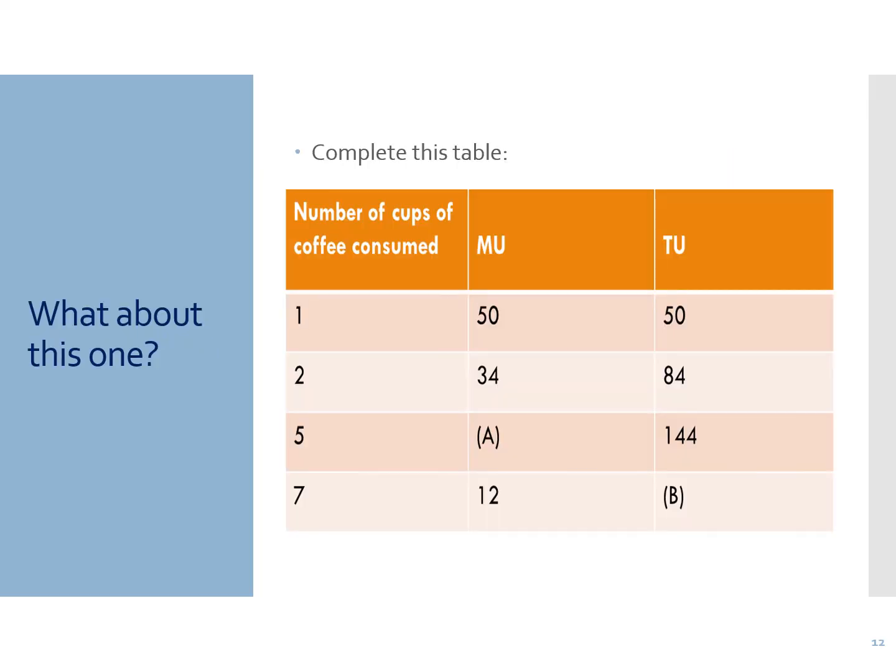One more chance to have a practice. This time, watch out for your change in quantity. You can see your number of cups of coffee have now changed 1 to 2 and then 2 to 5. That will affect your calculations. Take a careful look, pause at this point, try and see if you can work it out, and then take a look at the solution and see if you got it correct. All right, I'm moving on to the solution.